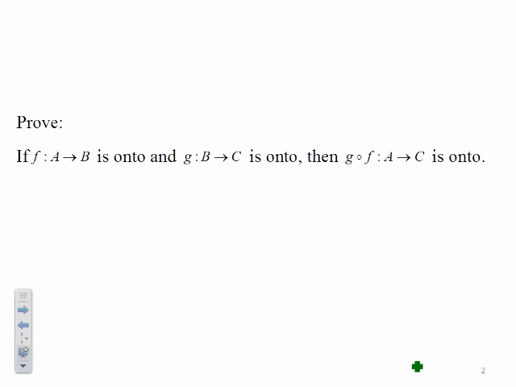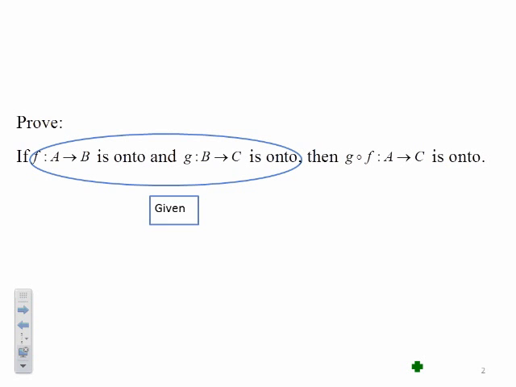We're going to prove that if two functions are onto, then their composition is onto. Or otherwise stated, proving the composition of two onto functions is itself onto. As with most if-then statements, we must identify the givens and the proof portions. So here, the if part is the given, and the then part is what we need to prove, or what we're going to conclude.